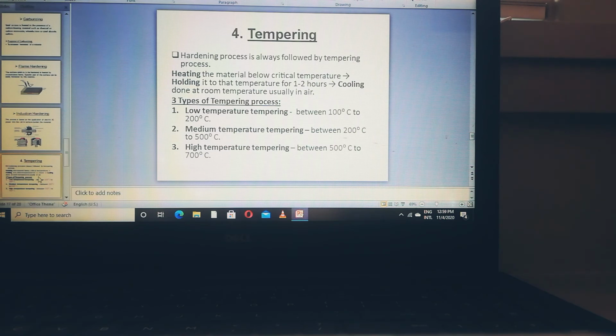If we're using medium temperature tempering, the material is heated between 200 to 500 degrees Celsius below the critical temperature. And if we're using high temperature tempering, our material is heated between 500 to 700 degrees Celsius below the critical temperature. Then after heating, the material is held at constant temperature for about 1 to 2 hours. Here, the cooling is done at room temperature, usually in air.